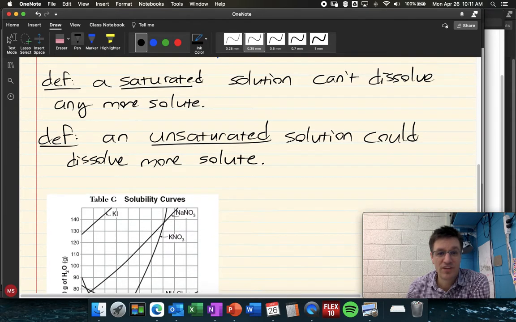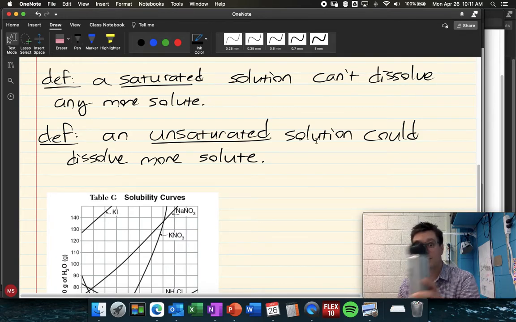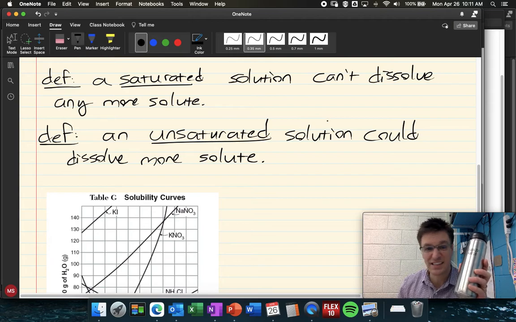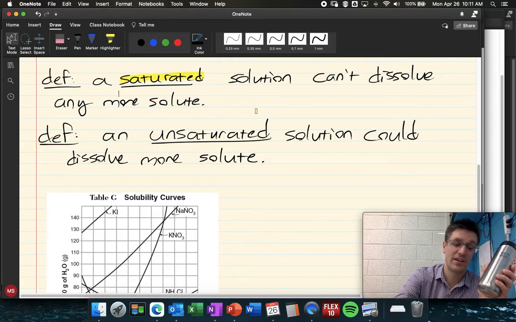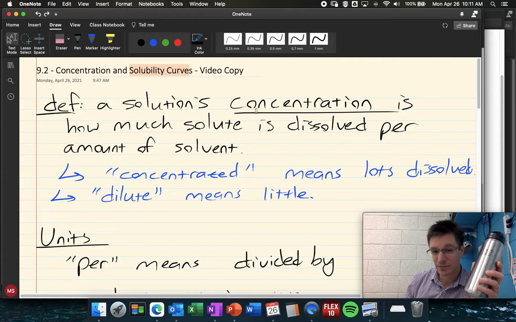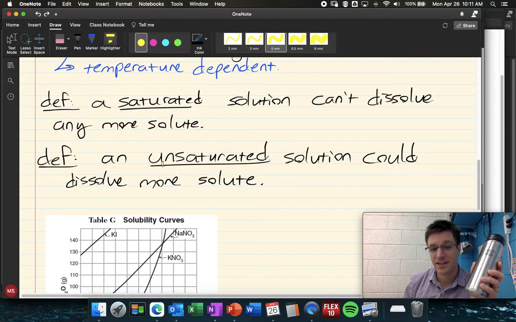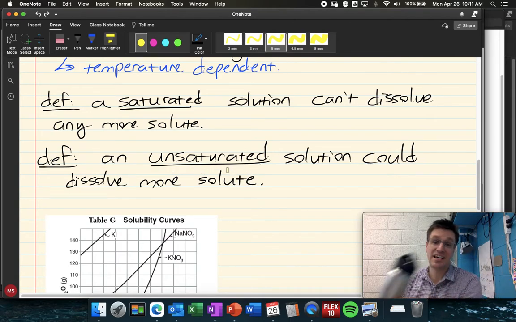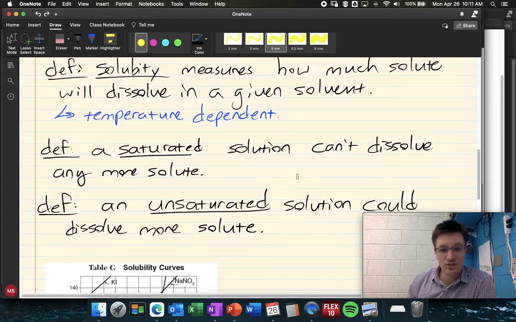There's two words that come along with that. When I've gotten my sugar water completely full of sugar, I can't dissolve any more sugar in it, then we say that is a saturated solution of sugar water. If I only put a little bit of sugar in there, then we say it's an unsaturated solution. It's not saturated yet. It's unsaturated. So there's the vocab.